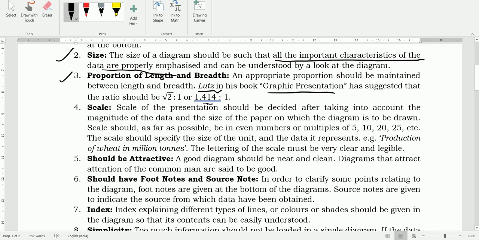And desirable also. If the length is greater than the breadth or the height, that is desirable, and it also looks good. You must know that.